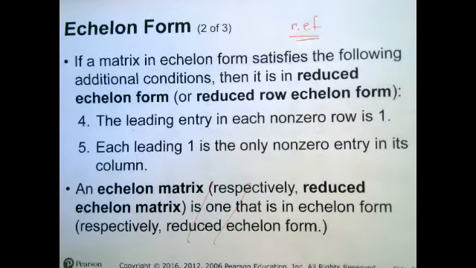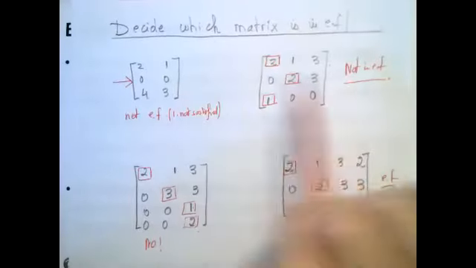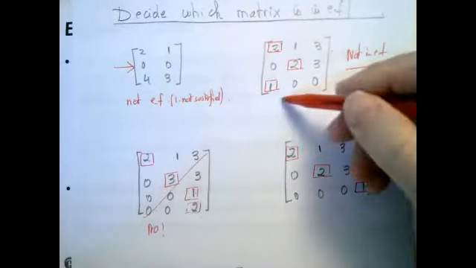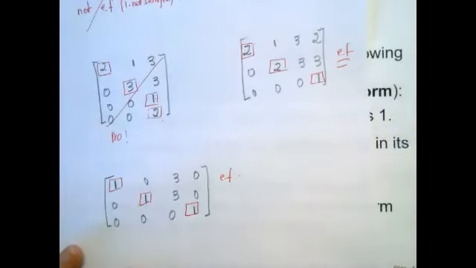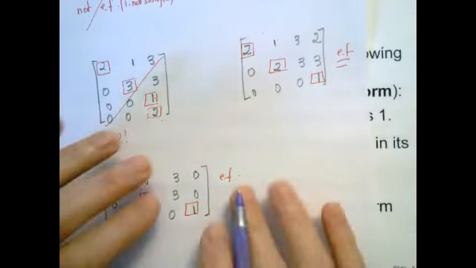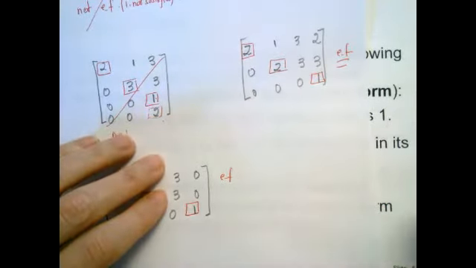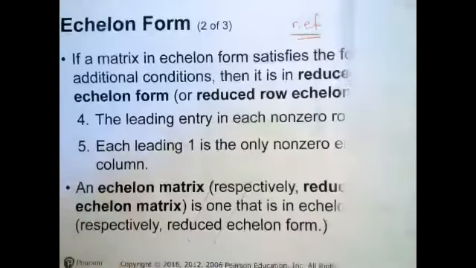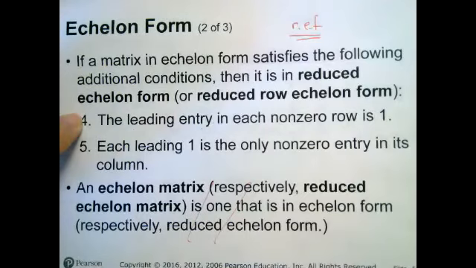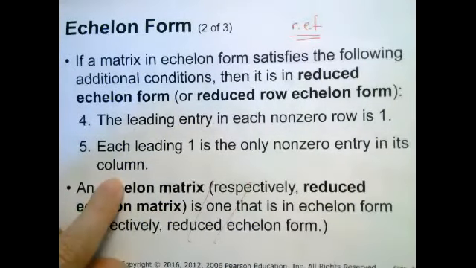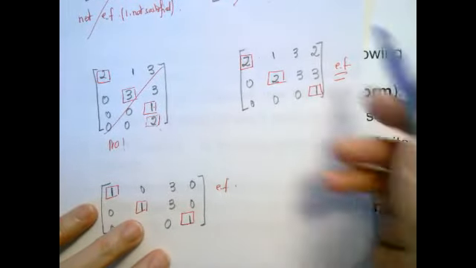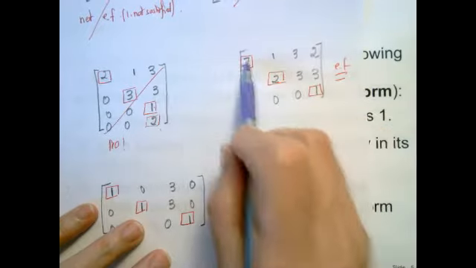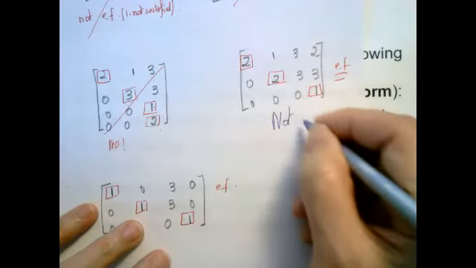Now let's go back and see which one is in reduced echelon form. First, to be in reduced echelon form, it already has to be in echelon form. So this goes, this goes, this goes. Now this is in echelon form. Is this in reduced echelon form? Yes or no? These are the conditions. Every leading entry is 1. Every leading entry is the only non-zero in its column. So is this in reduced echelon form? No. Definitely not. Also not reduced echelon form.